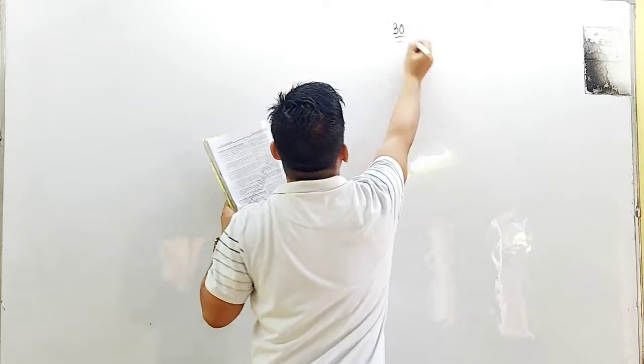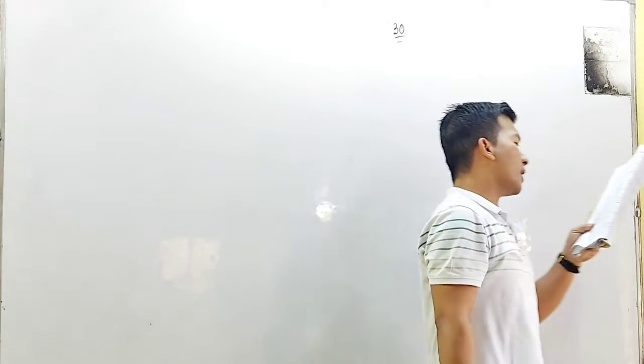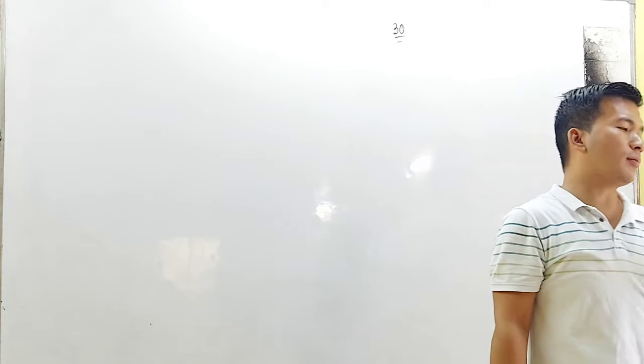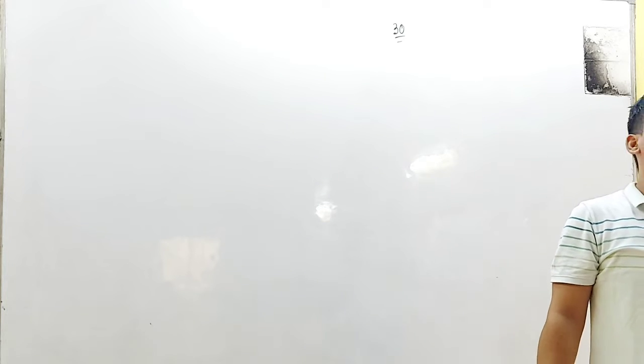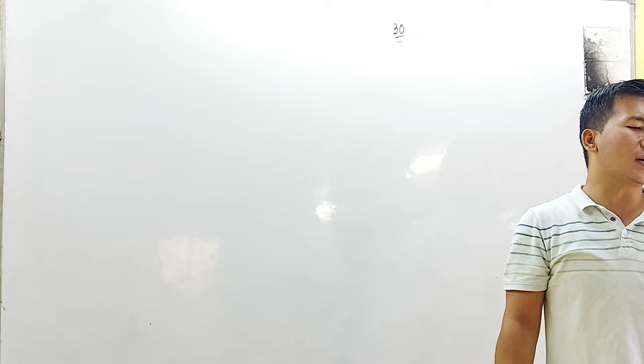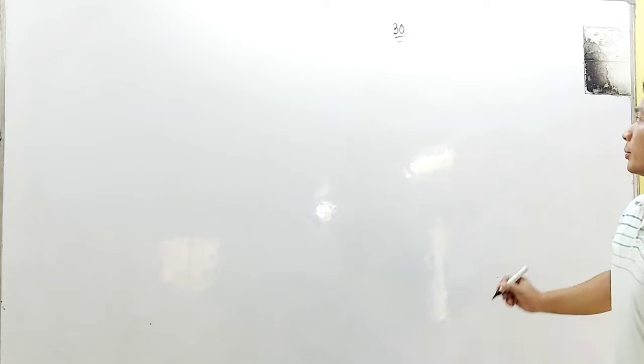Question number 30: the change in the potential energy when a body of mass m is raised to a height equal to nR from the earth's surface is. We have to find out the change in the potential.